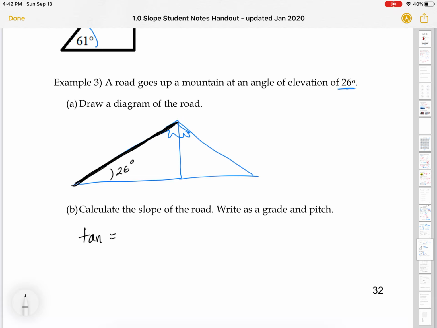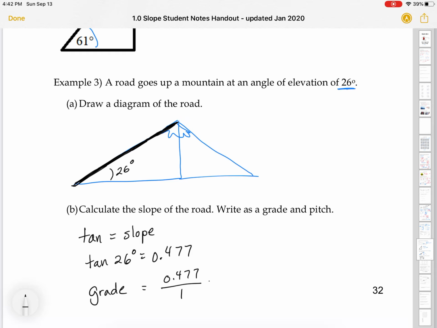So tan equals the slope. So tan of 26 degrees equals, so we put in our 26 and then we hit our tan button and we get 0.477. Now, we also want to write that as grade. Well, grade is always a percentage, right? So if this is 0.477 out of 1, we want to know what percentage that is.